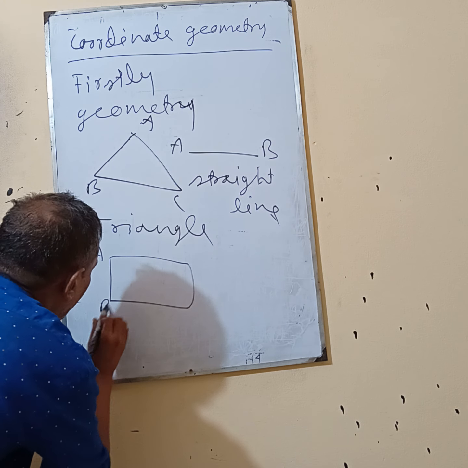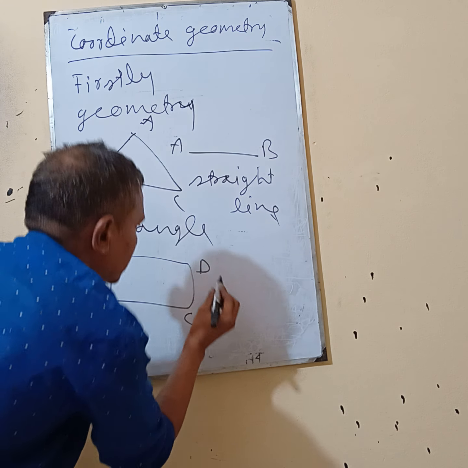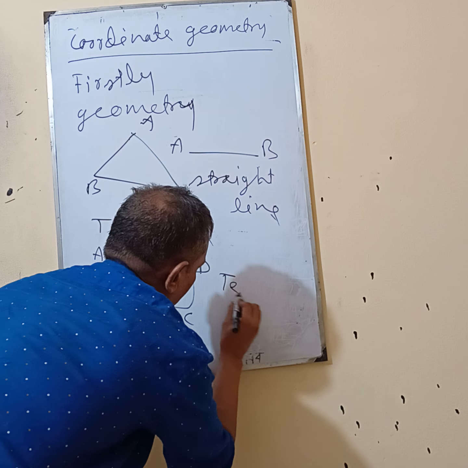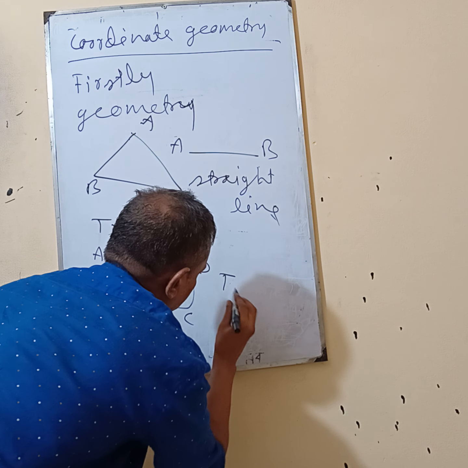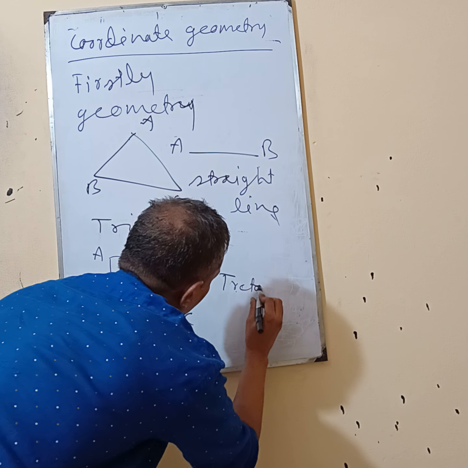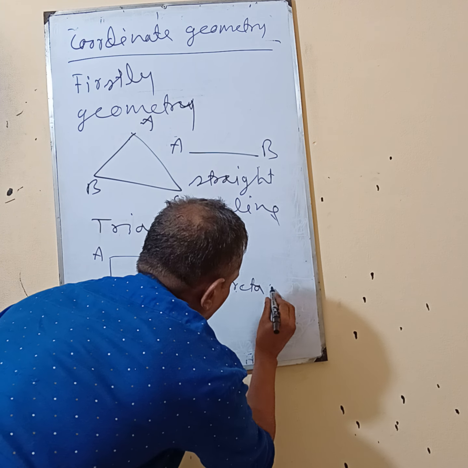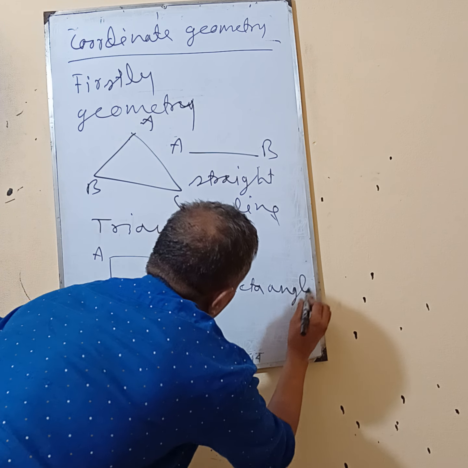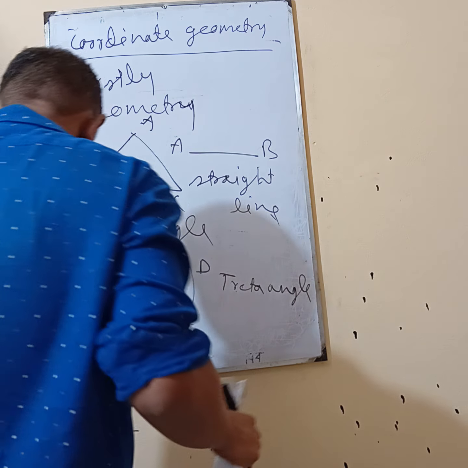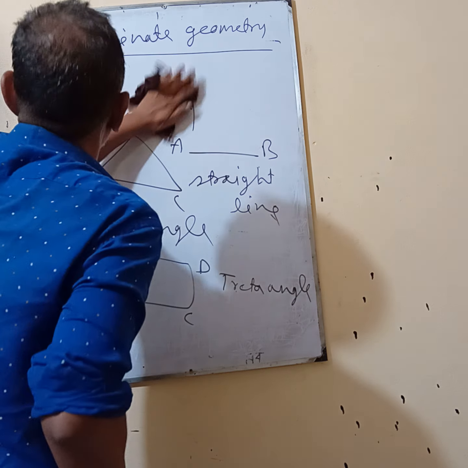A, B, C, D is equal to triangle. Angle. It is a normal geometry. Now I am discussing coordinate geometry.